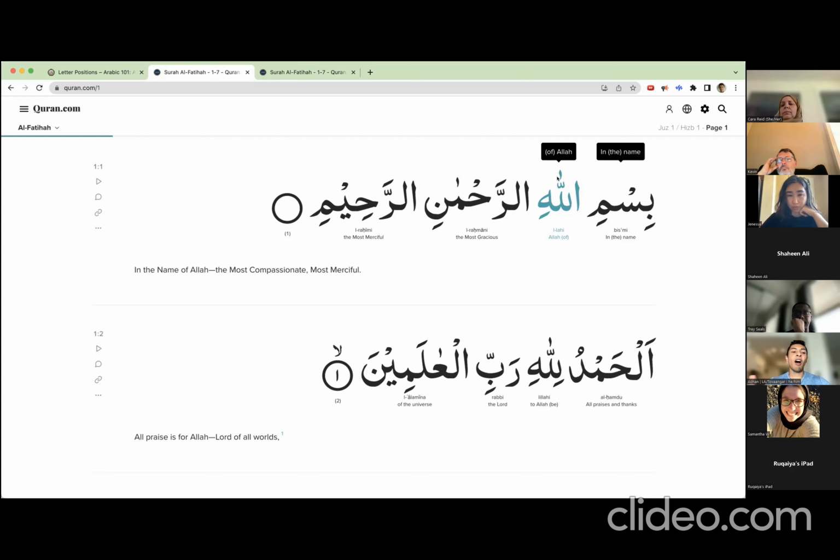And this indicates a long sound. So Bismillah, and then the ha has an e on the end. Bismillahi.